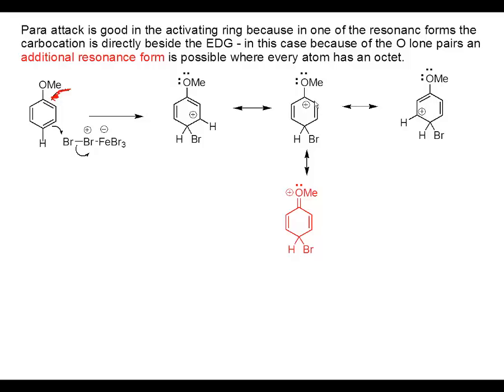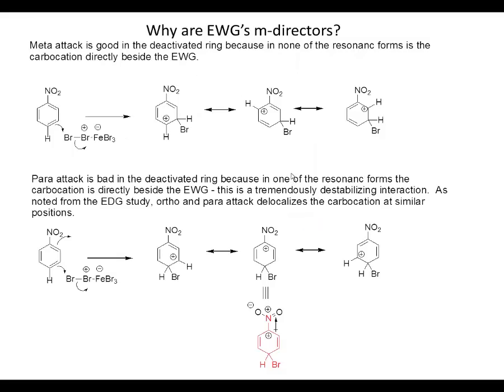But notice right here, we have the carbocation, and it's right beside the electron donating group, the methoxy group, and it's the lone pair donation that leads to this very stable resonance structure that has an octet for all the atoms. Okay, let's look at a deactivated benzene system and look at why it prefers meta.